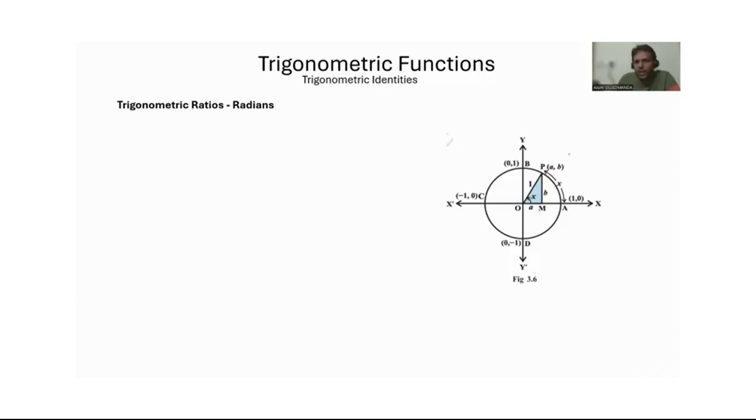So let's look at this diagram here. In this diagram, this is a quadrant plane, right? I can say this is at 0 degrees. And this is 90 degrees. 0 to 90 degrees is the first quadrant, right? And then 90 to 180 degrees is the second quadrant.